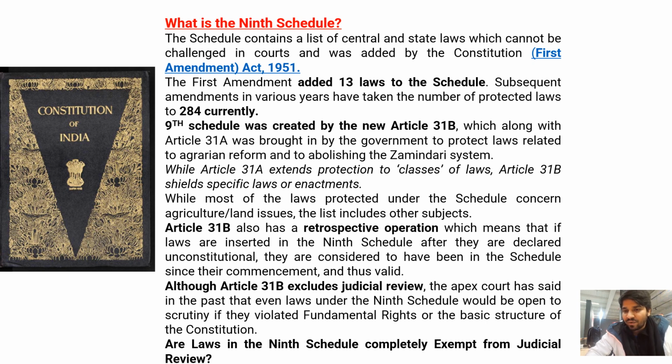It was added in 1951 with the First Amendment Act, and it included those laws, because we must understand the background in brief: 1950 was the time when the agricultural reform laws were being implemented. Those were the socialist reforms, right? And the fundamental rights of individuals, specifically the right to property, were a limitation to those laws. So those laws could be easily challenged in a court of law.